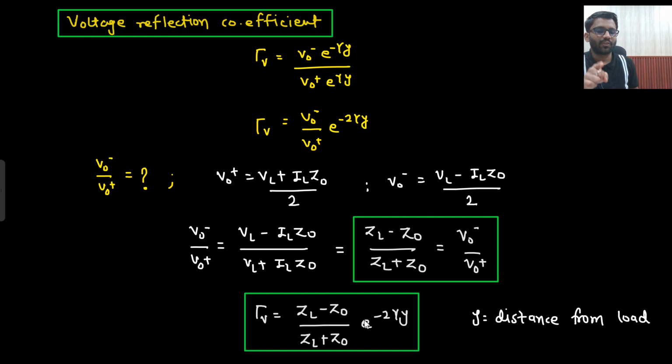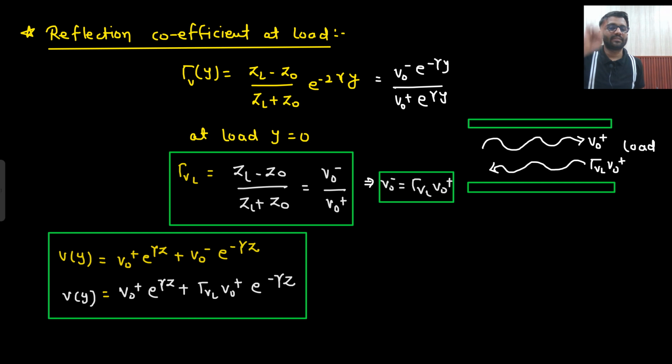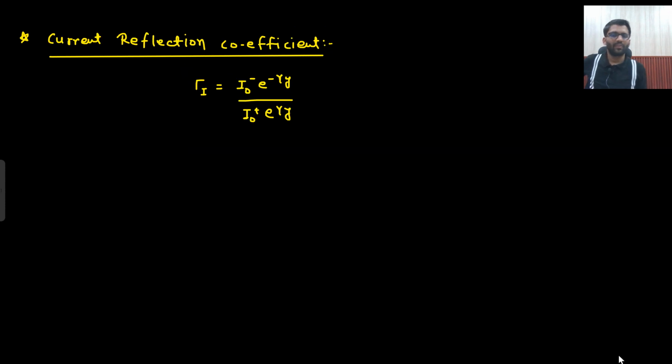So the actual reflection coefficient on a transmission line at any distance y from the load is ZL minus Z0 upon ZL plus Z0 e to the power minus 2 gamma y. But if they are asking certainly at the load only, then this will be the formula. That's it. Is that clear to you? And this value is equal to V0 minus divided by V0 plus. We will certainly write down all the summary.